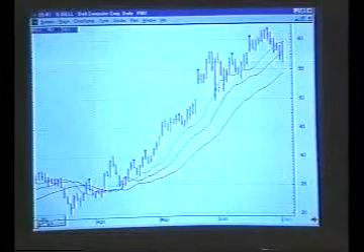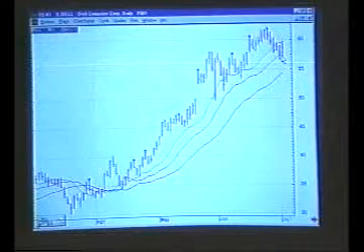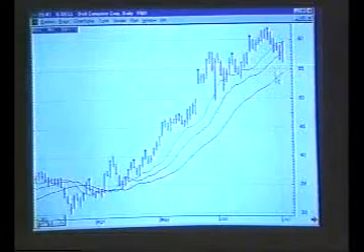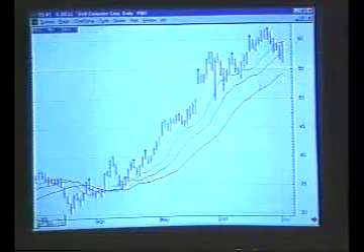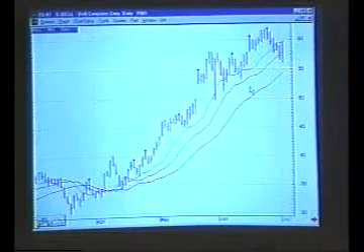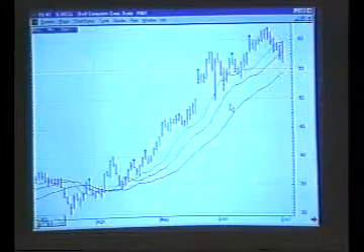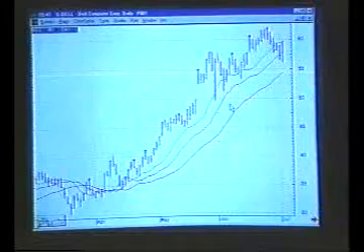You would probably have not gotten out until this point right here. This close below the teeth, or inside the teeth, between the teeth and the jaw. This is coming later. Don't worry about that right now. Our job at the moment is simply to experience and to see how using the alligator keeps you in tune with the market so that you're always trading with the trend and not against the trend.